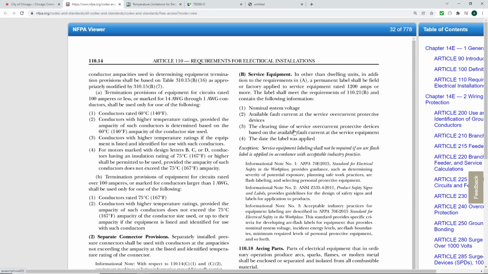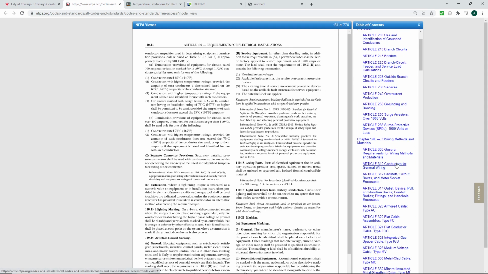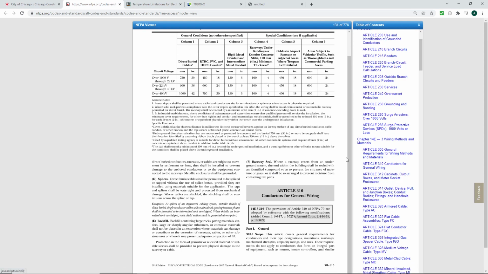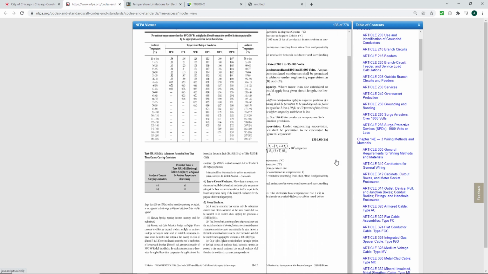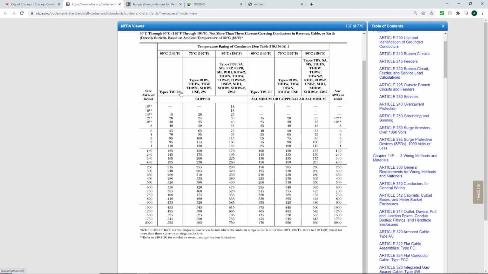And I'm gonna, for instance, jump back into 310. I believe it's 310, Conductors for General Wiring. Okay, so here's that 60 degree column, but this is types T, W, and UF, 75 degree column and 90 degree column. So you see THHN is in this column itself, and then you have an ampacity limitation on here, because you have the 2 asterisks. You have to go back to 240.4D for the conductor overcurrent protection limitations.